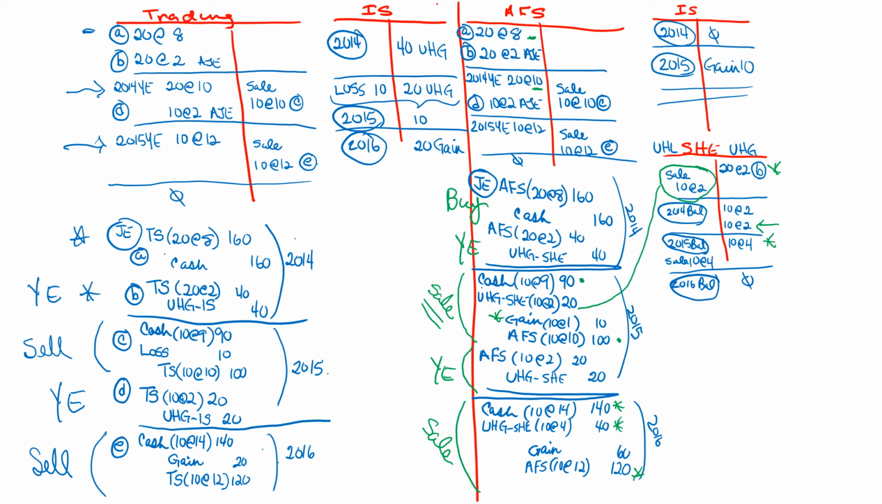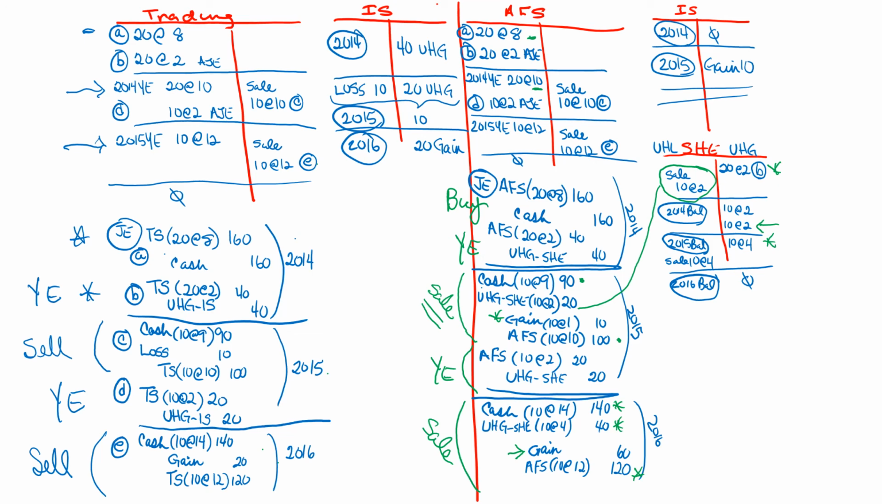And then the easiest part is, what's the real gain? Well, the real gain is I bought it at 8, I sold it at 14, there are 10 shares, so 14 minus 8 means I had a $6 gain per share for 10 shares, so my gain is $60. Sometimes I find the gain first as well as the cash and getting the AFS off the books, and then can kind of figure out how to get rid of SHE, unrealized holding gain and loss.